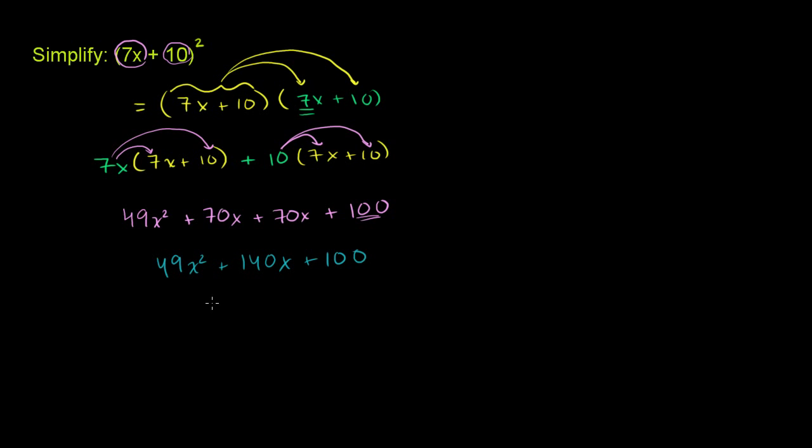So if you want to remember a quick way of squaring a binomial like this, just remember, it is coming out of the distributive property, but if you had to do it really fast, it's just going to be this first term squared, which is that right there, plus 2 times the product of these two terms. 7x times 10 is 70x. And then you multiply it by 2, you get 140x. You get that right there. And then the last term is just going to be the square of the second term right there. 10 squared is 100.